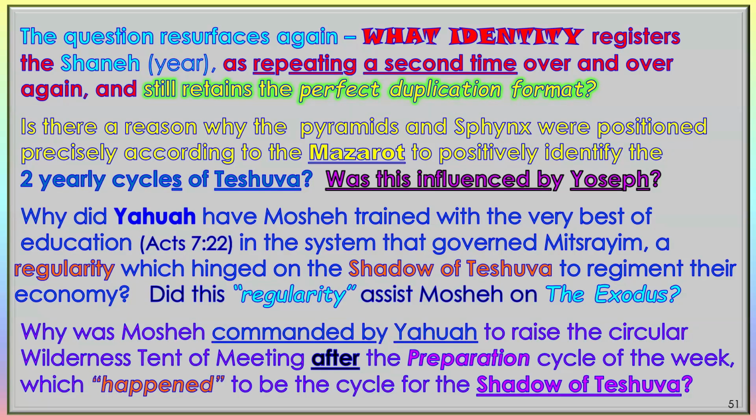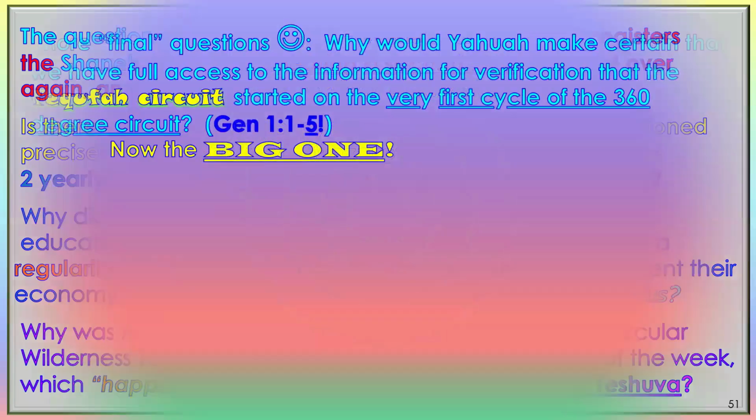Why was Moshe commanded by Yahuwah to raise the circular wilderness tent of meeting after the preparation cycle of the week, which just happened, if you believe that, to be the cycle for the shadow of Teshuva? Was it a coincidence, or was that fully under plan of Yahuwah?